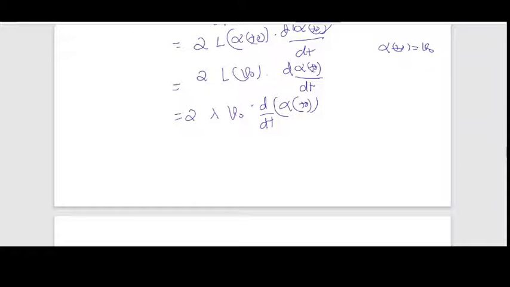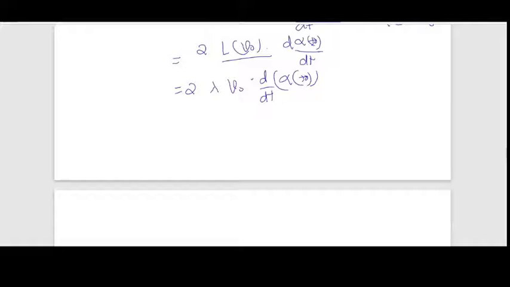Okay, we have L of v naught equal to f of v naught dot v naught, where f of v naught is the eigenvalue. So here L of v naught can be written as eigenvalue into eigenvector, lambda into v naught. Okay, so this is equal to 2 lambda into alpha of t naught dot d by dt alpha of t naught.